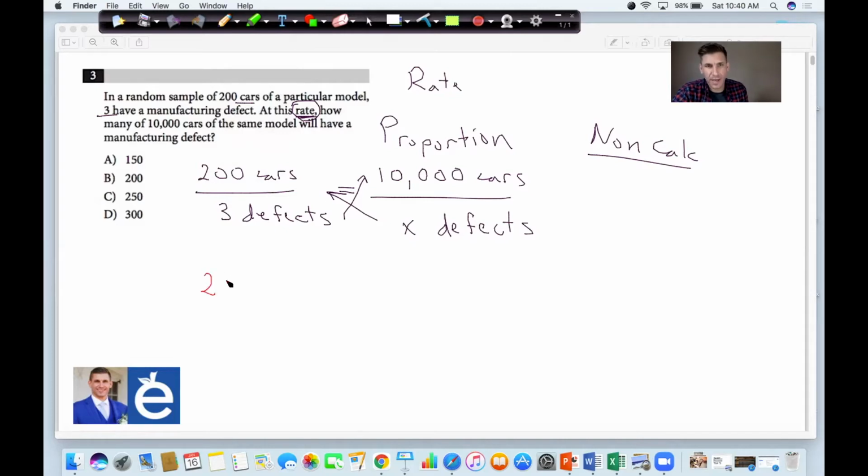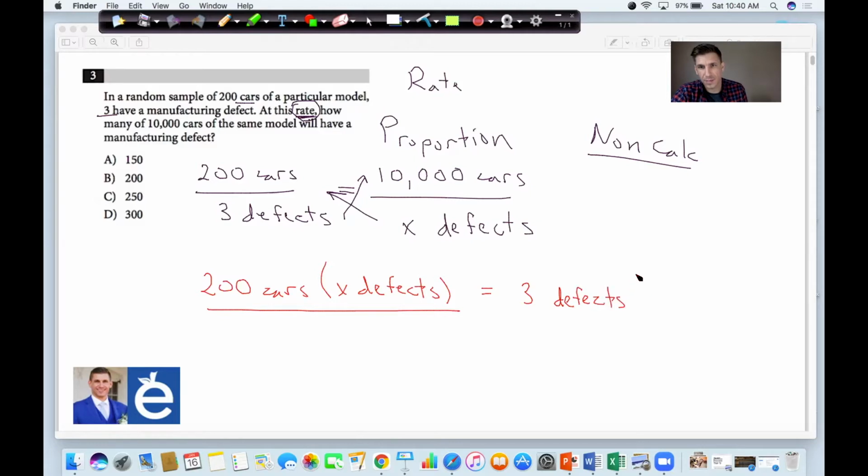So here I'm going to have 200 cars times X defects. And then this is going to be over, let's see here, my X defects, and then this would be over my three defects, but I'm not going to do that. I'm just going to do equals, and then I'm going to do my three defects, like this, and then times 10,000 cars, like this.